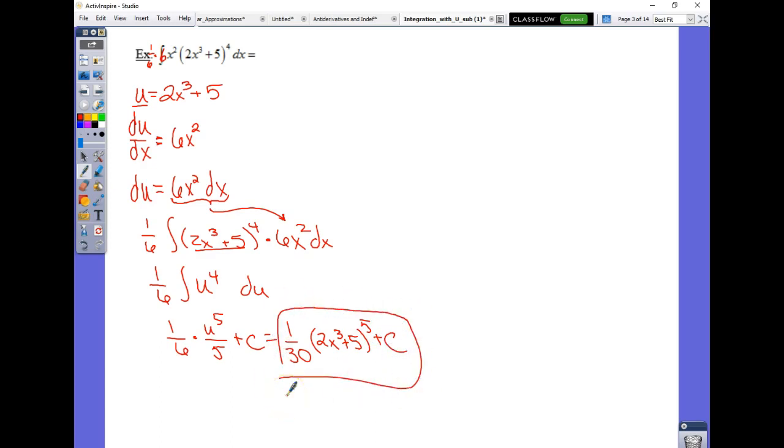So what I did in this problem is I had to go back to the original and multiply it by a form of 1 so that I had the correct constant. So instead of having just an x squared, I had a 6x squared. And that is something you are allowed to do in these problems. Now what I do is slightly different.